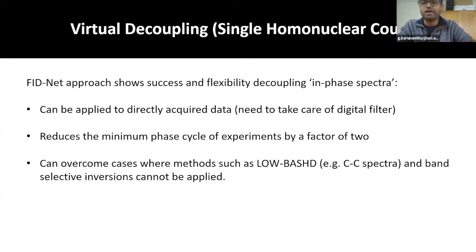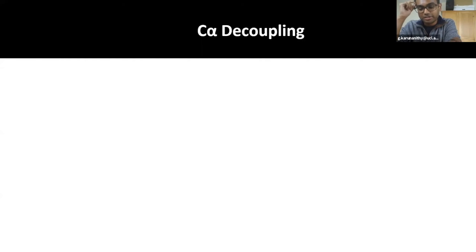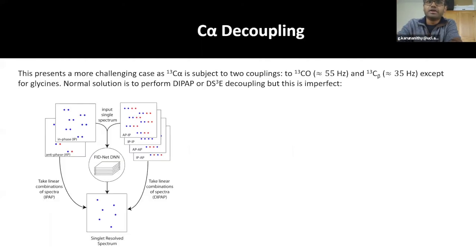But can we take this even further? And the answer is we can. And this is where I want to come back to this idea of how we can combine our experiment and our analysis mode. C alpha acquire experiments are a bit more challenging, because if you want to decouple these fully, you have two couplings to deal with. You have a CO coupling, which is about 55 Hertz, and then a C beta coupling, which is about 35 Hertz. And then you also have the issue that glycines don't have the C beta. And if you wanted to do band selective decoupling, you have this issue with serines and threonines again.